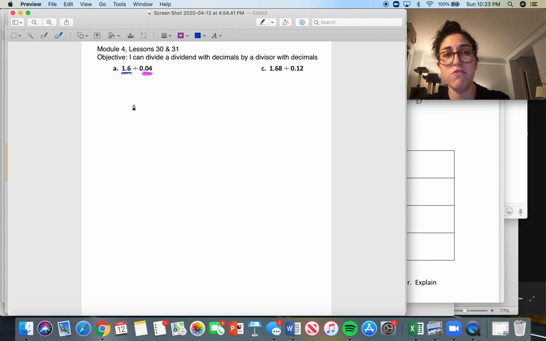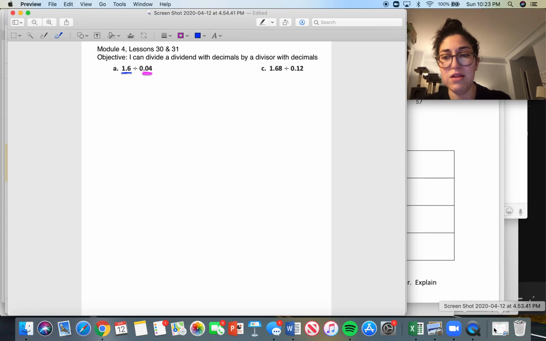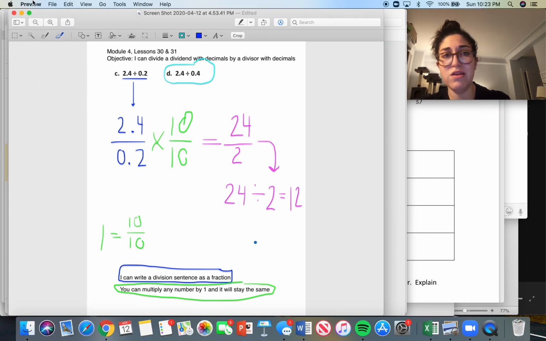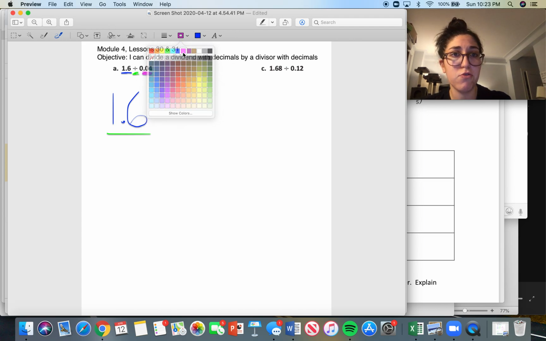So the first thing that I did in this case is I turned it into a fraction. I took it from looking like a division problem and turned it into a fraction. I'm going to do that again here. So my 1.6 is going to go on top, and my 0.04 is going to go on bottom, and I'm going to have to put my fraction symbol right in the middle. The fraction symbol represents the division symbol, excuse me. 0.04.